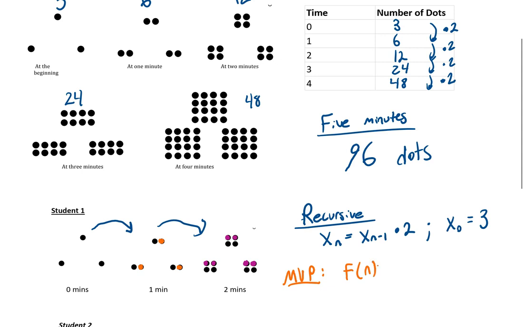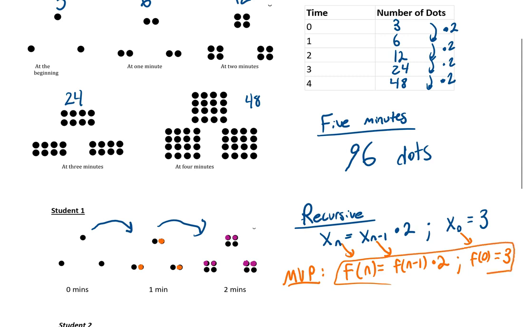So f of n equals f of n minus 1. These correspond and these correspond. Everything else is the same. So it's times 2 and f of 0, the first number in the list at 0 minutes, was 3 dots. So that's another way of representing the same formula.